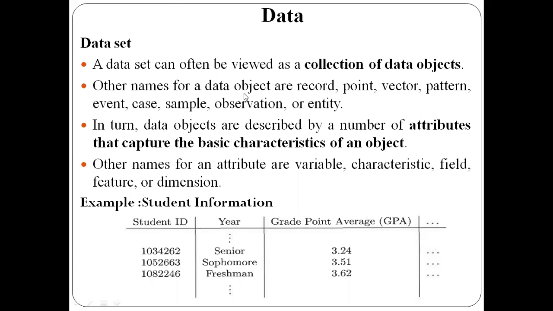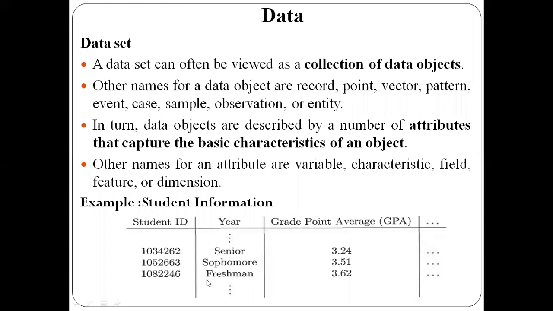Those features are called the attributes of the data objects. Now, coming to an example: here we have a student information data set. If you look at this data set, these records are the rows, or tuples.